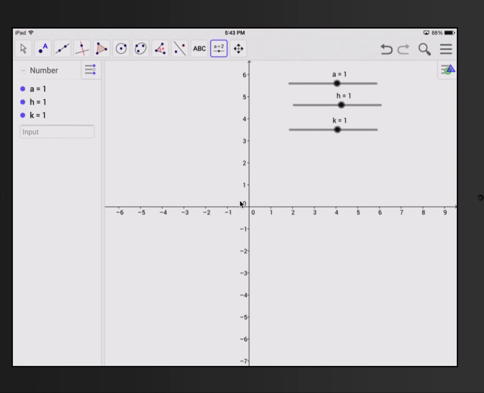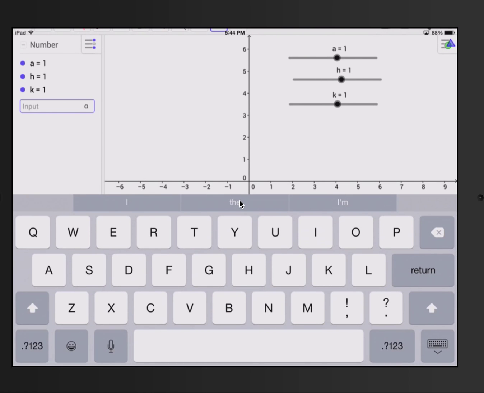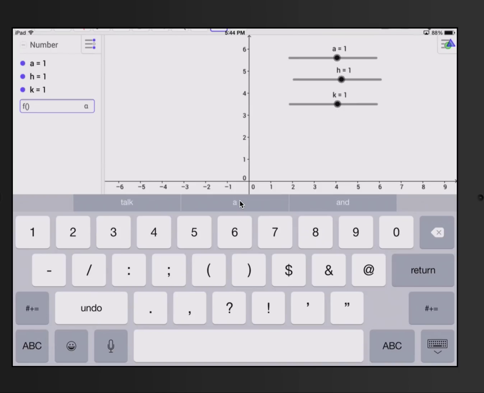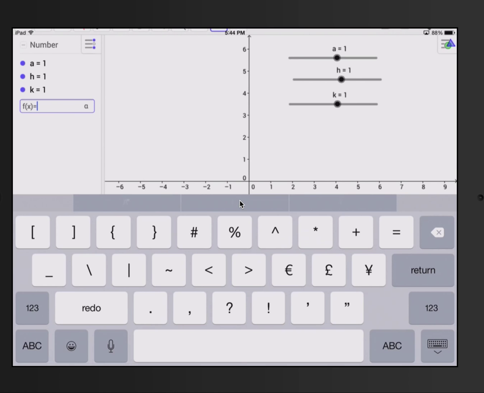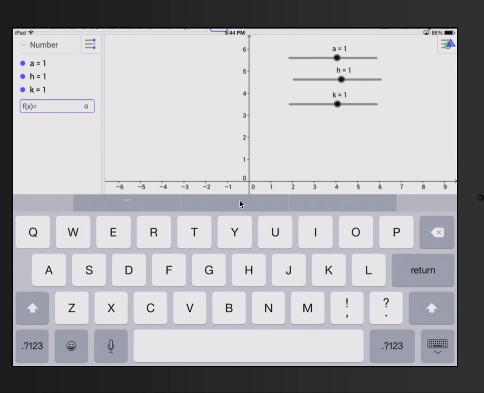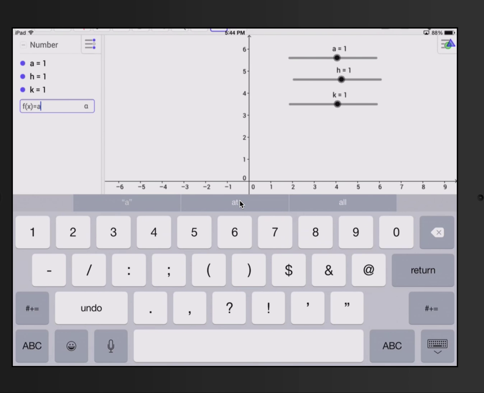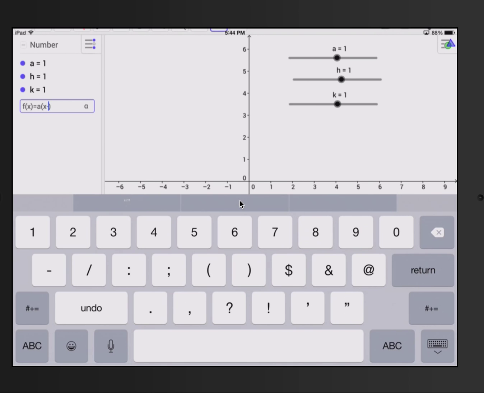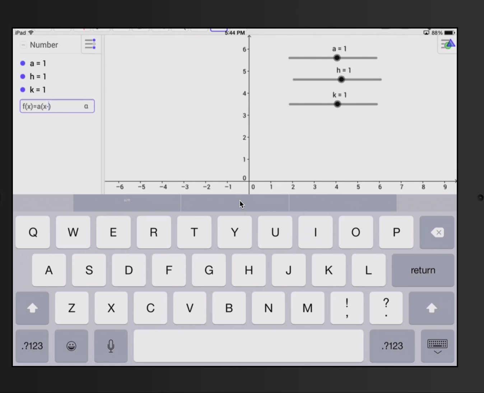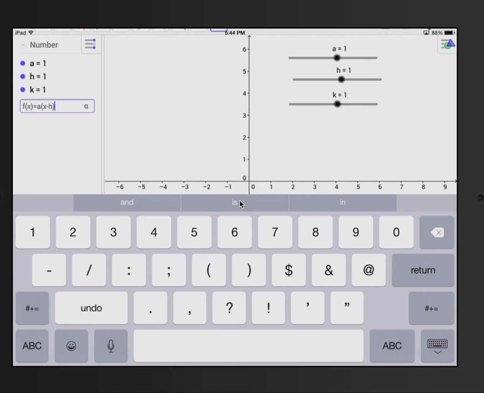And now I need to create an equation for a quadratic equation in vertex form. So I'm going to actually make it a function, so I'm going to go f of x, jump out of the parentheses, equals, and it's going to be a from the slider's value, open parentheses, x minus the value of h, jump out of the parentheses, caret to square it, and then end up with a plus k.